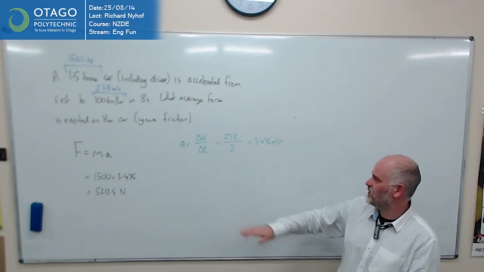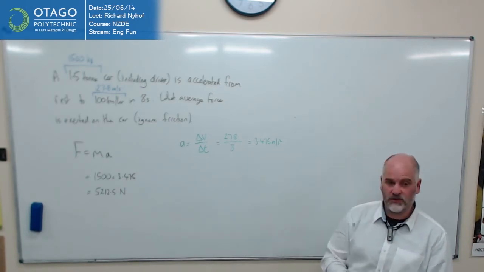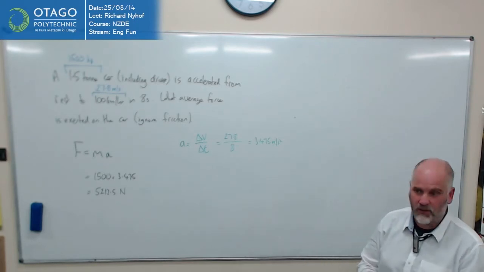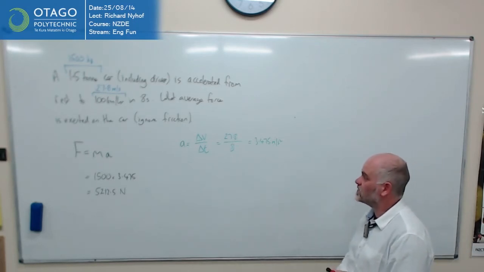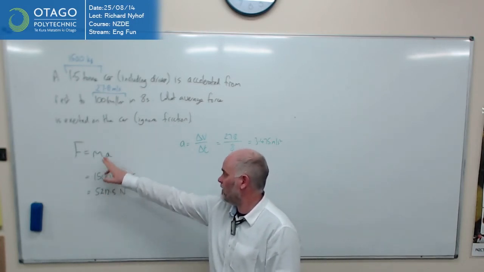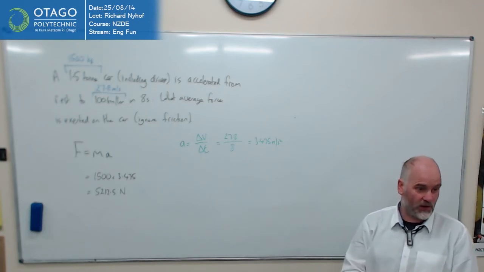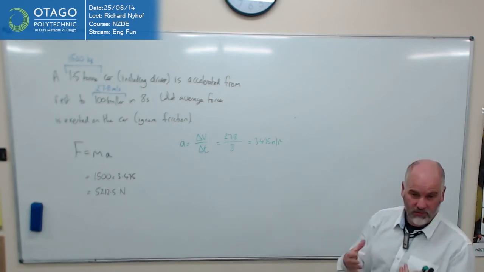Okay, so we did have to use our equations of motion. Could have used any of those equations of motion that we done last time to work out what the acceleration is. And once we've got the acceleration, then we can work out force. We're using force as mass times acceleration. Okay, so it's just another formula that we can add to our collection of formula.